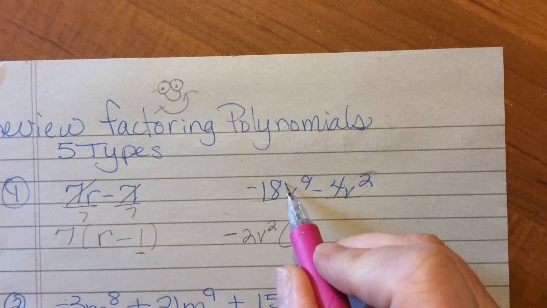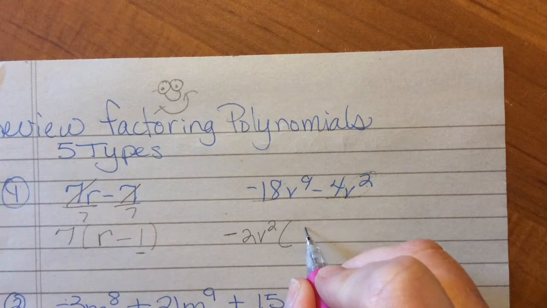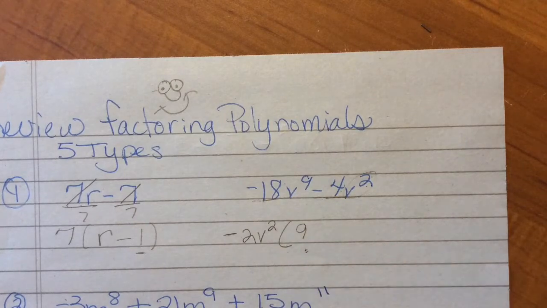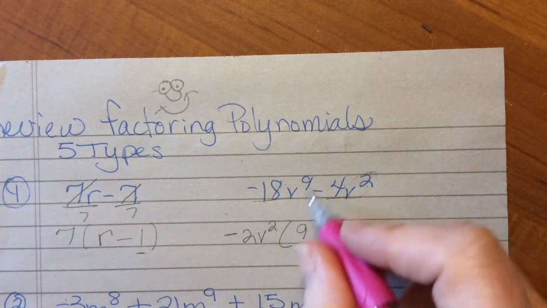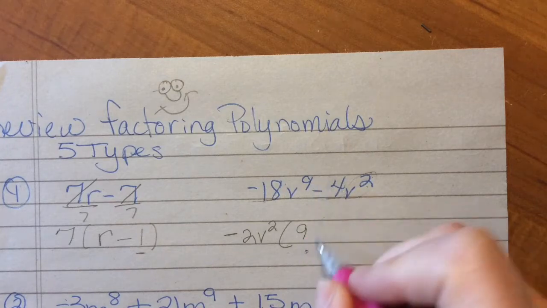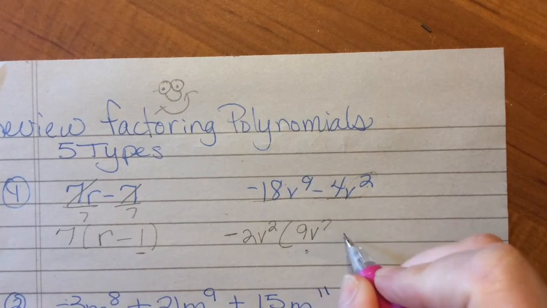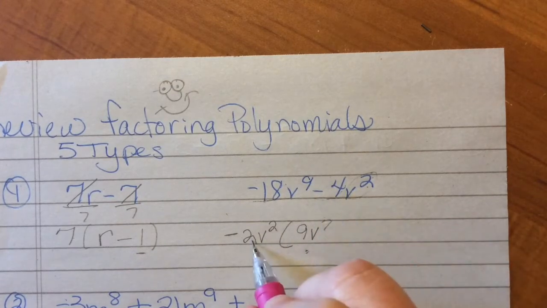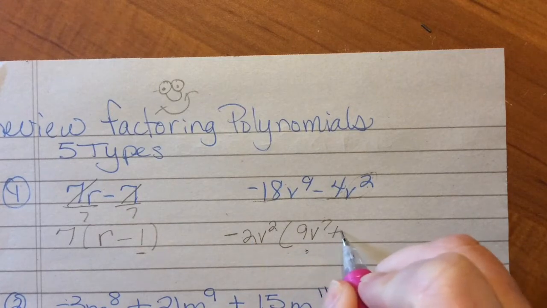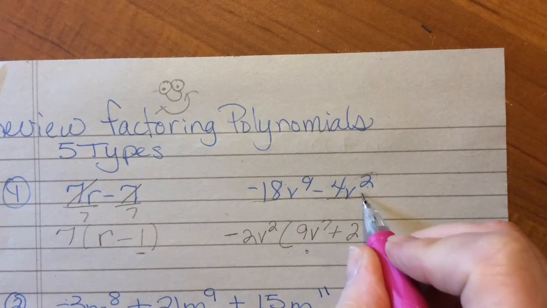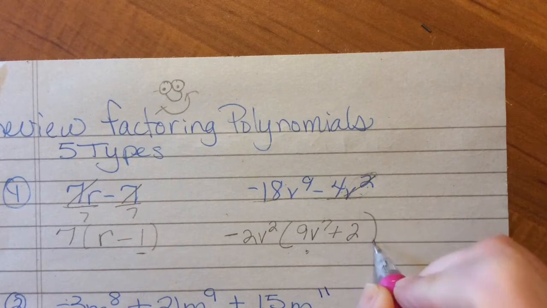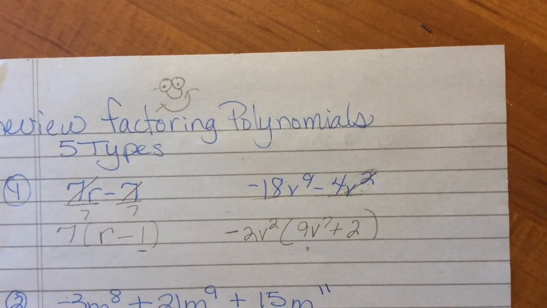So negative 18 divided by a negative 2 would be a 9. Take away 2 of those v's. I'm left with 7 because it'll be 9 minus 2, which would be v to the 7th power. Then negative 4 divided by negative 2 is a positive 2. And since I'm taking both these are gone. So this is what that one is.